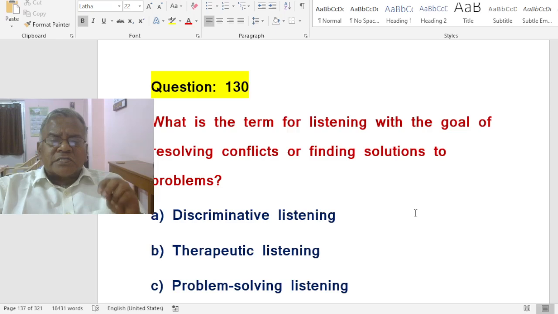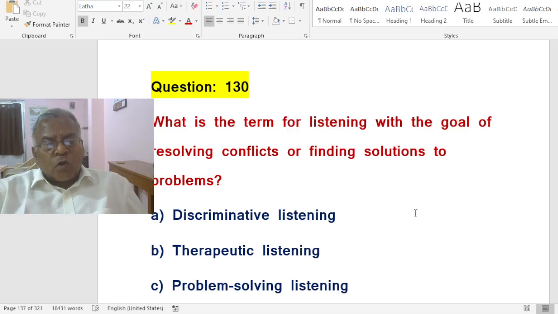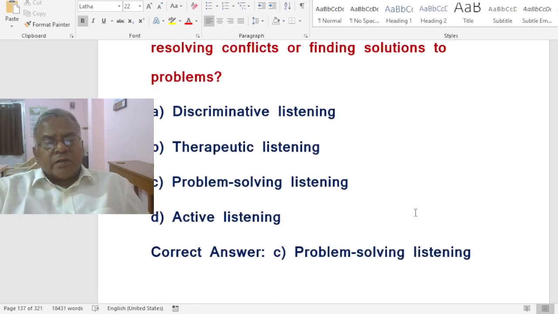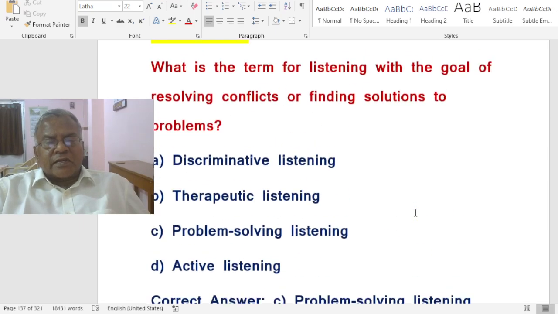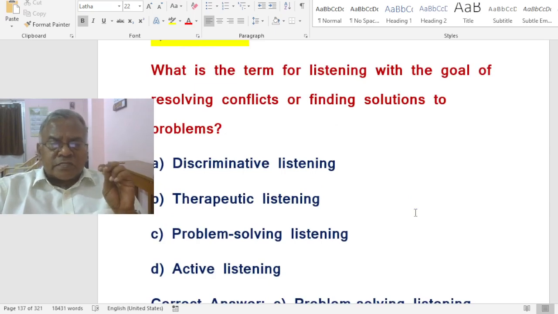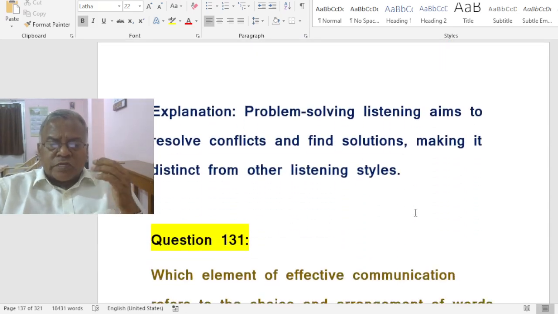What is the term for listening with the goal of resolving conflicts or finding solutions to problems? A. Discriminative listening. B. Therapeutic listening. C. Problem solving listening. D. Active listening. So, what is the term for listening with the goal of resolving conflicts? That is problem solving listening. Problem solving listening aims to resolve conflicts and find solutions, making it distinct from other listening styles. Okay, I hope you understood this.